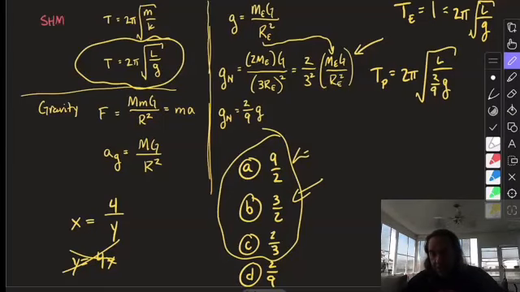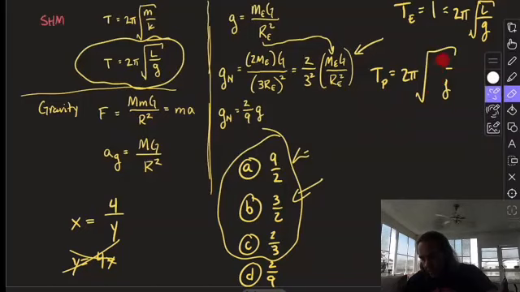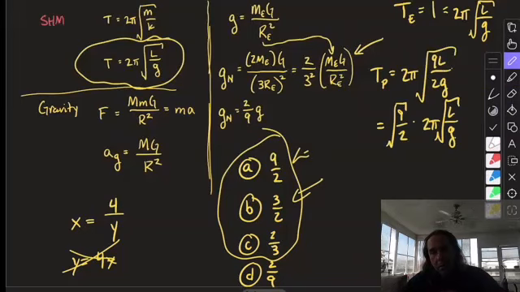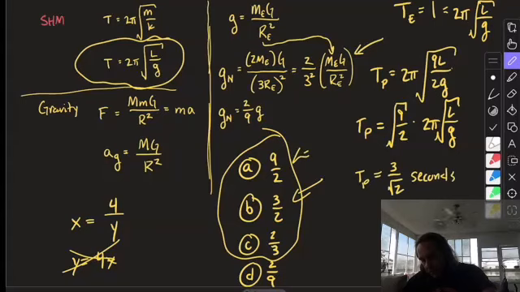Now, in order to fulfill this one, we have to separate our fraction. I would start by writing that as 9L over 2G to make sure I don't screw up my fraction. And then I'd pull out the number parts, square root of 9 over 2 times 2 pi times the square root of L over G. And this produces that my new period is 3 over the square root of 2 seconds, because all of this was 1.